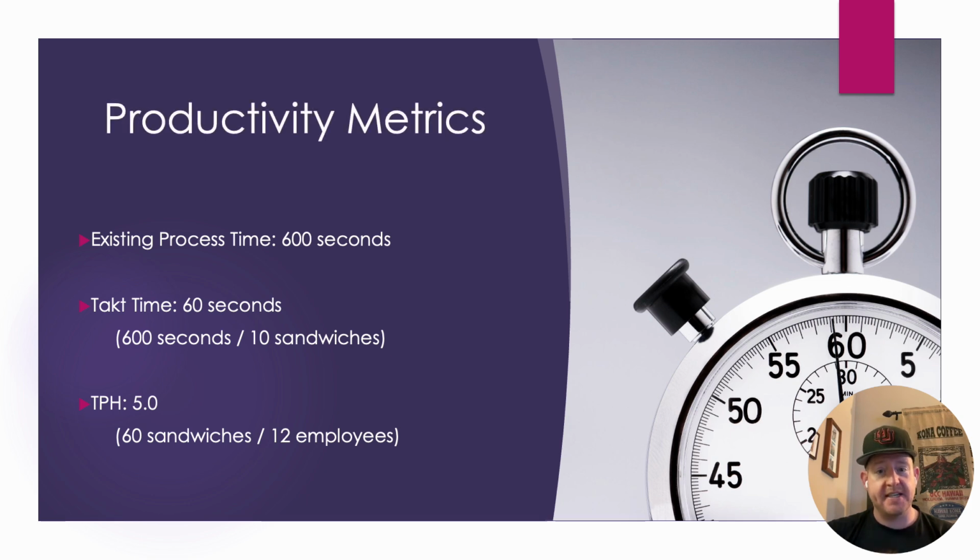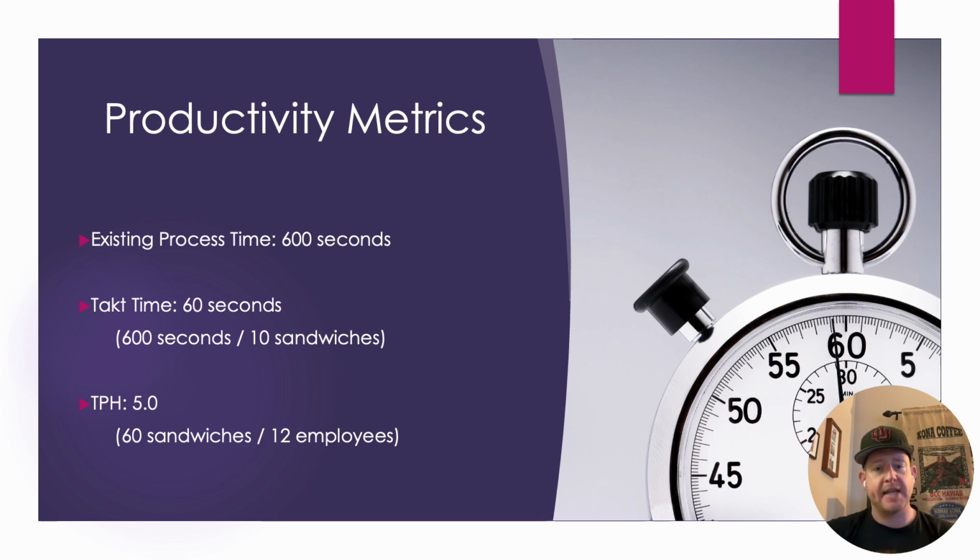Our process time seen here is the actual amount of time spent performing value-added work in our existing system. The takt time is defined as the available time divided by customer demand. Takt time is a useful metric for establishing a minimum production pace in order to meet customer demand.